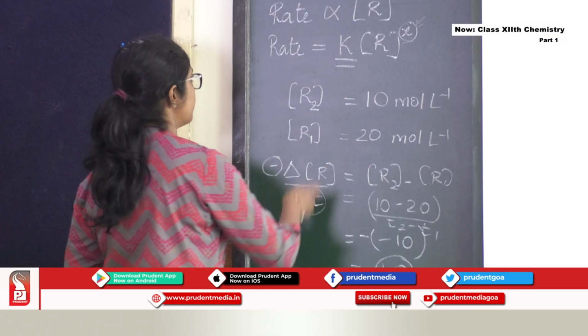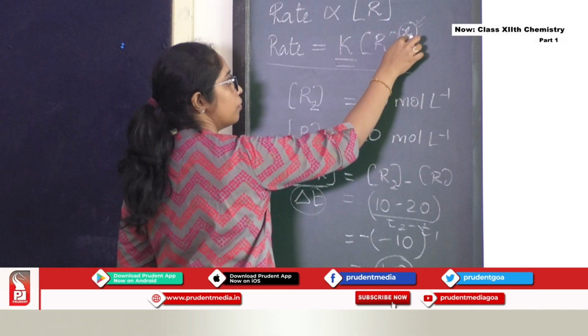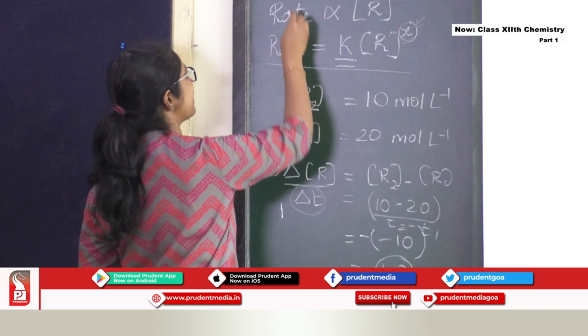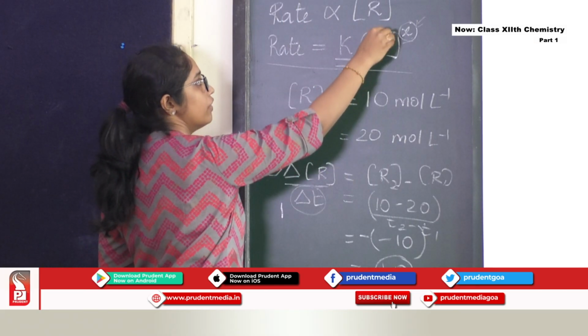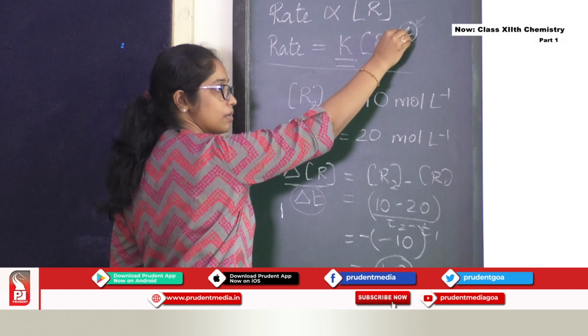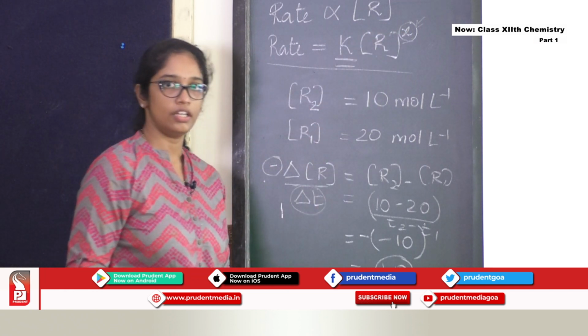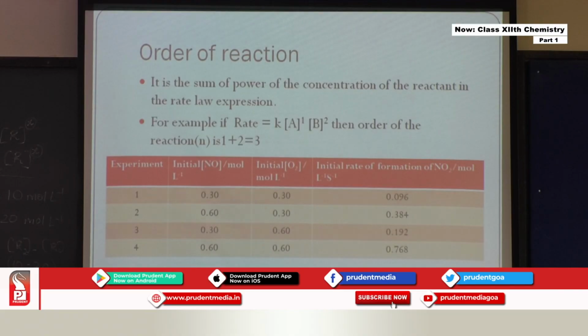Now, in this particular example, the order would be equal to x because there is just one reactant here. Therefore, whatever is the power that the concentration of the reactant is raised to, that is going to be equal to the order of the reaction. So, that is basically the definition here of order of the reaction. Now, there is an example given here. Suppose you have a rate law expression as rate is equal to k into concentration of A raised to 1 and B raised to 2. Then the order would be the sum of the powers, which is 1 plus 2, 3. So, this reaction would be said to follow third order kinetics.